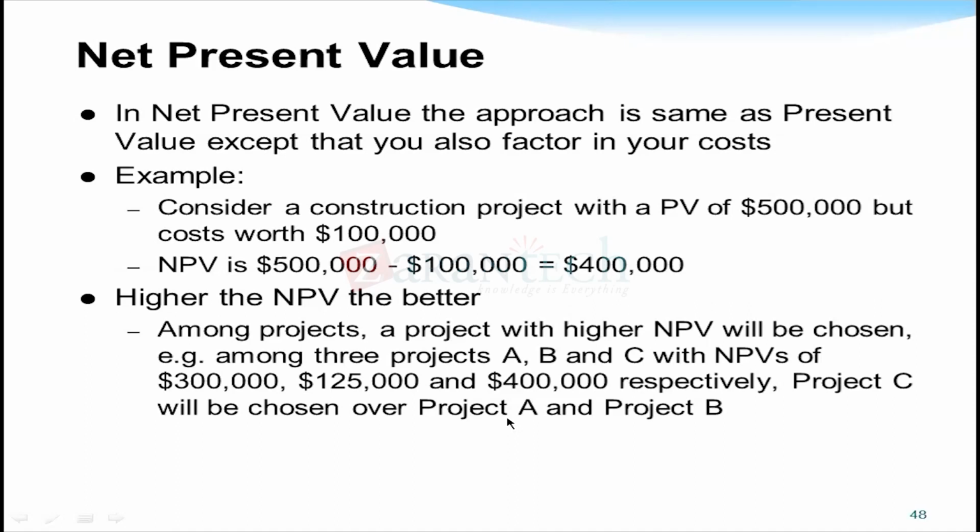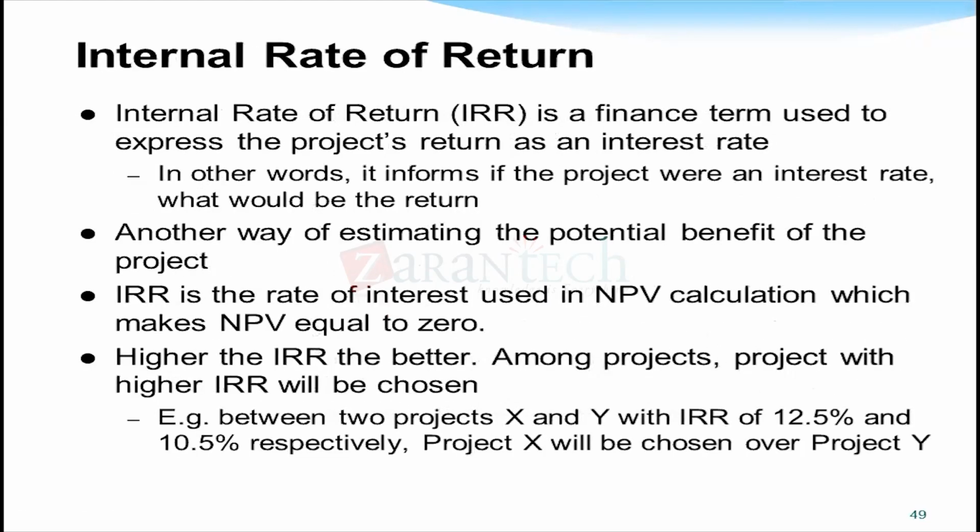If you are like CIO of your organization, Chief Information Officer of the organization, then you are helping the portfolio management in choosing the best investment path. Right? If you're in the project level, you will be project level BA. Right? Internal rate of return, like here, say for example, between 2 projects X and Y, internal rate of return is 12.5% and 10.5%. Project X will be chosen over project Y. Right? Higher the internal rate of return, it is better.